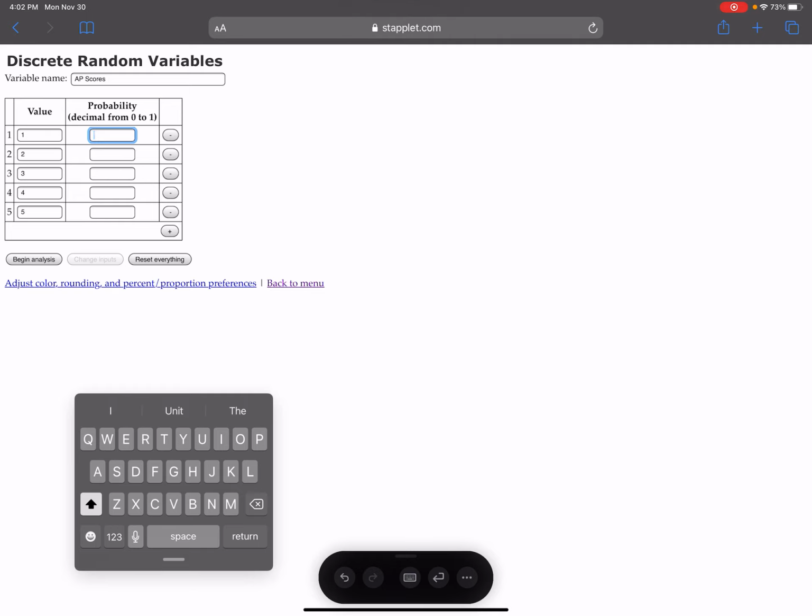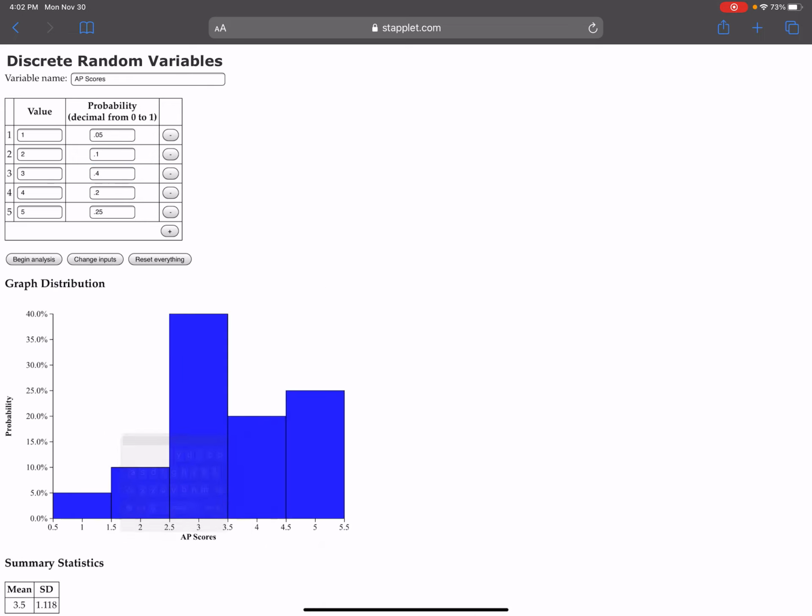Okay, so for 1, I've got 0.05. For 2, I've got 0.1. For 3, I've got 0.4. I know you can read and that you already know how to do this, but it's more fun when I narrate. Okay, so begin analysis, life is good.